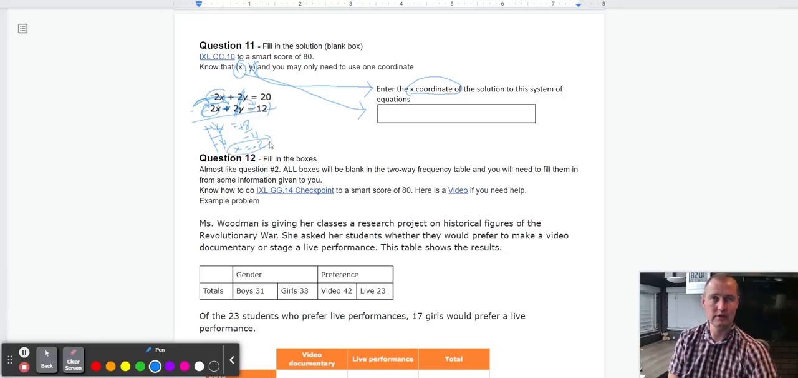And because we're only looking for the x value, because it says enter the x coordinate, we just put in -2 and we're done. So notice this one's a lot shorter than the earlier problems because they only want one value and we're not looking for that second value. So watch out for those. Those are actually pretty nice because, again, it makes the problem a lot shorter. Notice I got it done in just like 3 steps. But again, if you need more help on question 11 or you're having a hard time understanding it, just do IXL CC10, get that smart score up to an 80, and it's going to help you out.